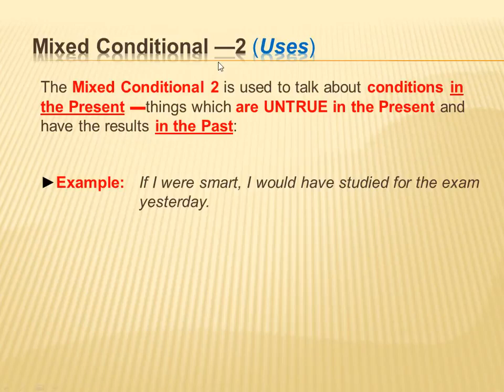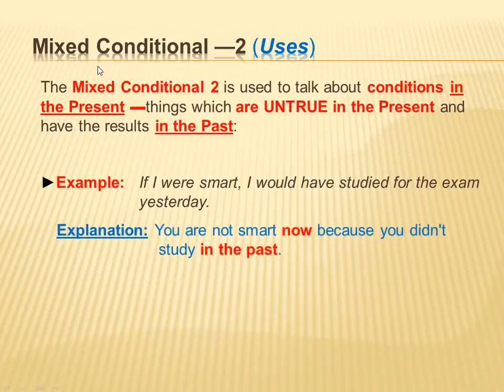And you have to do this again and again. You will know you have to apply the mixed conditional. It talks about the condition in the present day. It means that the condition now is untrue in the present and has a result in the past. If I were smart, I would have studied for the exam yesterday. The explanation: you are not smart now because you didn't study in the past.